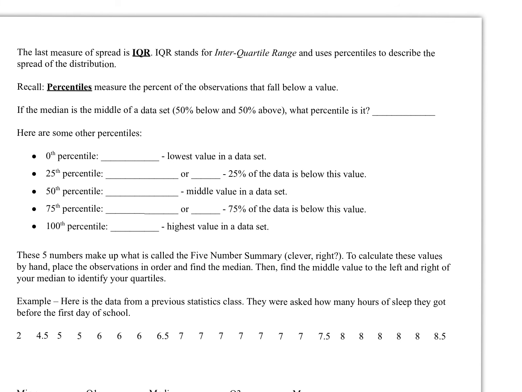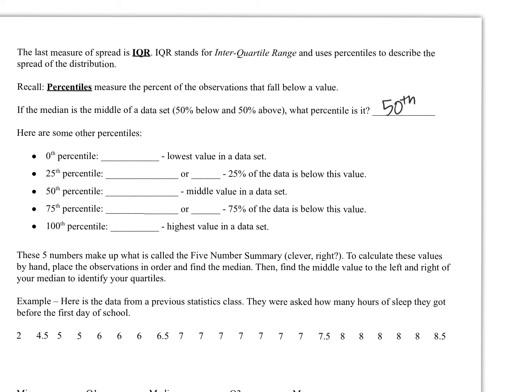Okay. The last measure we're going to look at is IQR. IQR stands for interquartile range, and it uses percentiles to describe the spread of the distribution. If you recall, percentiles measure the percent of the observations that fall below a value. So if the median is the middle of a data set, 50% below and 50% above, we say it's in the 50th percentile, because 50% of the data is below. We don't usually talk about above, we usually use below.